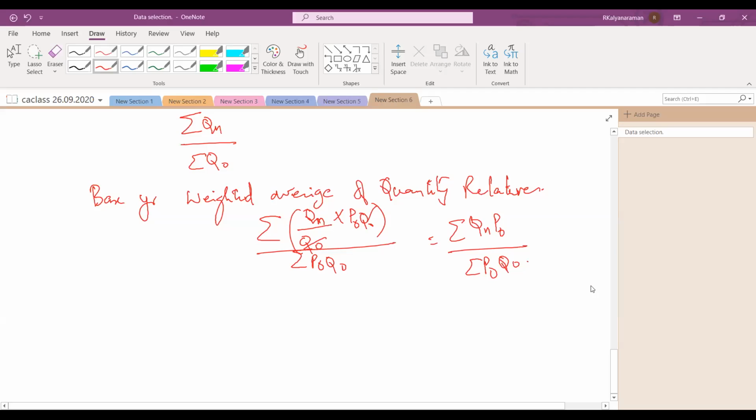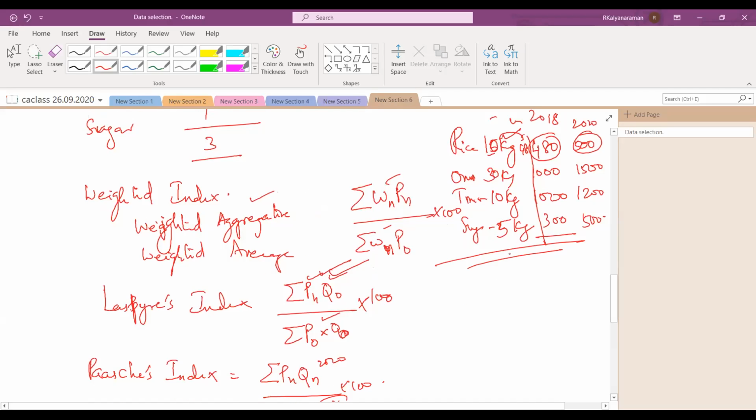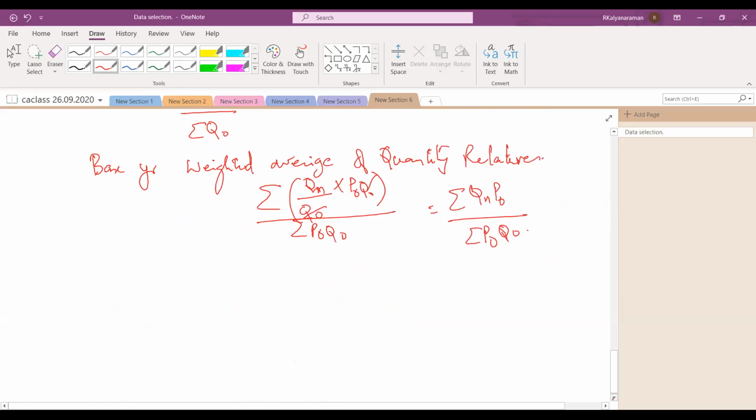Here I told you already, basically we are finding the total money spent in 2020 divided by the total money spent in 2018 and calculating it as a percentage. So this is also called a value based index because we are taking the value spent. So it is called the value index.